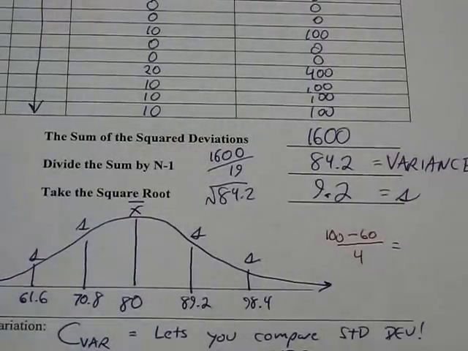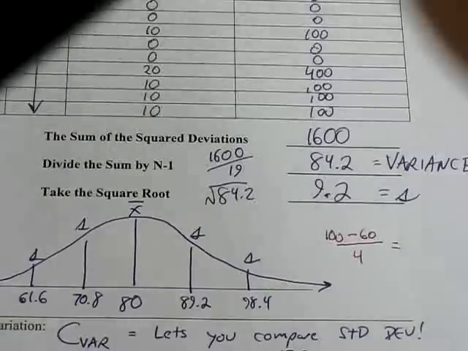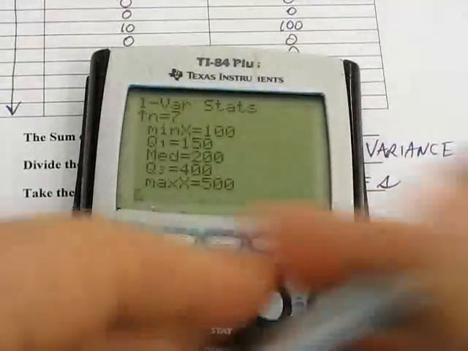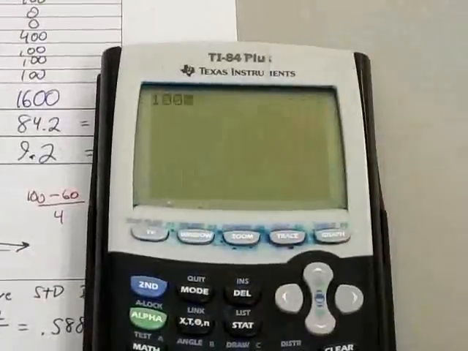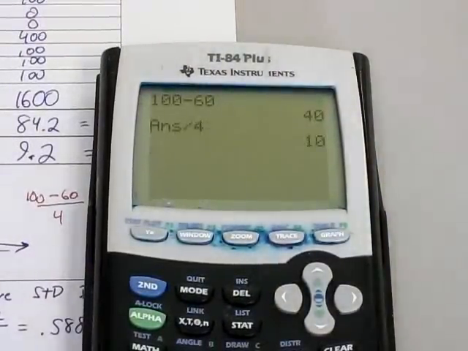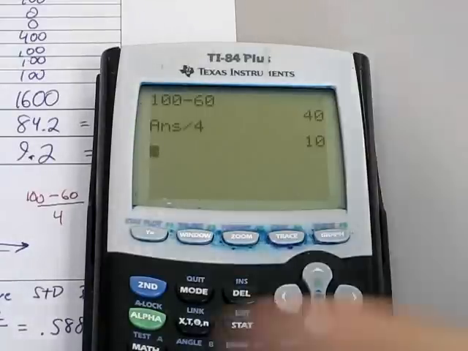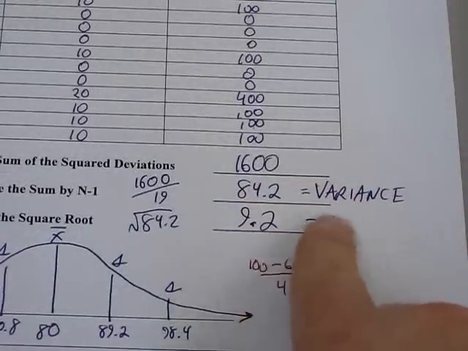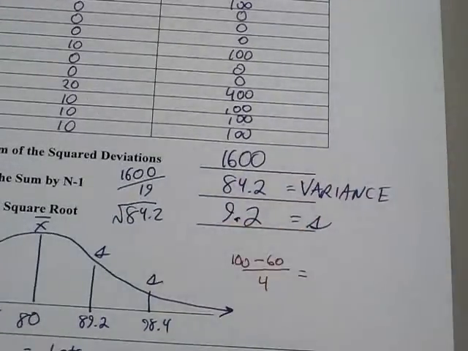Let me grab my calc to do that, because my next part of the problem is to show you how to do all of this on the calculator. So 100 minus 60 divided by 4. You can see that right there. This range rule of thumb came out embarrassingly close to the square root of the variance, or the standard deviation.